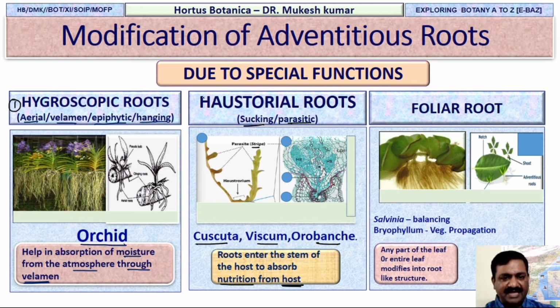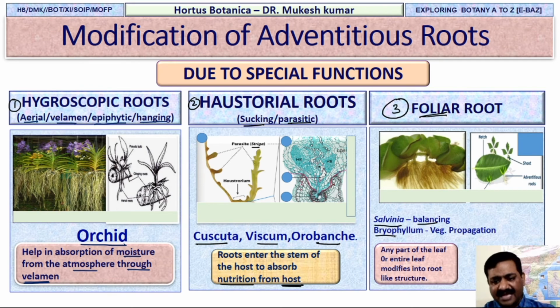Now the third one we have is foliar root. By name it's clear that the roots are arising from the leaf. That's why it's called foliar. Foliar means leaf. So this is very common in Salvinia. Okay, that helps in balancing.